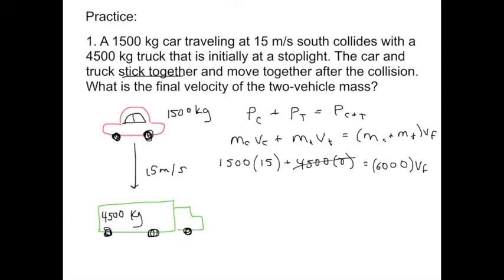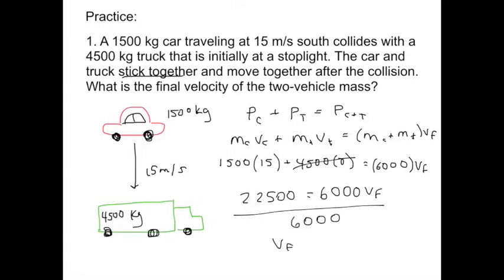Now if we simplify a little bit here, we get 225,000 equals 6,000 times the final velocity. Divide both sides by 6,000, and the final velocity of the conjoined car and truck is equal to 3.75 meters per second, and we can remember that's to the south because that's the way that the car is initially moving.